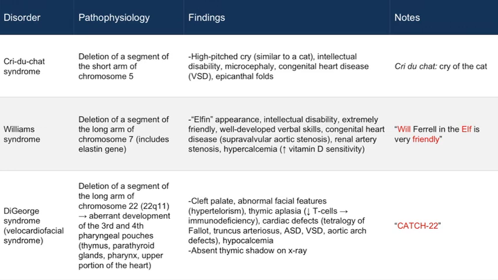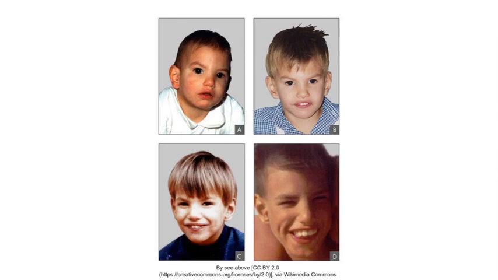Cri du Chat syndrome is caused by deletion of a segment of the short arm of chromosome 5. If you recall that Cri du Chat is French and means cry of the cat, then you'll be able to remember the prominent feature in this disorder is a high-pitched cry at birth that sounds like a meowing cat, so it's similar to a cat. Other findings include intellectual disability, microcephaly, congenital heart disease including VSDs, and epicanthal folds. This is an image of a boy with Cri du Chat, which can be found in section 12 of genetics.